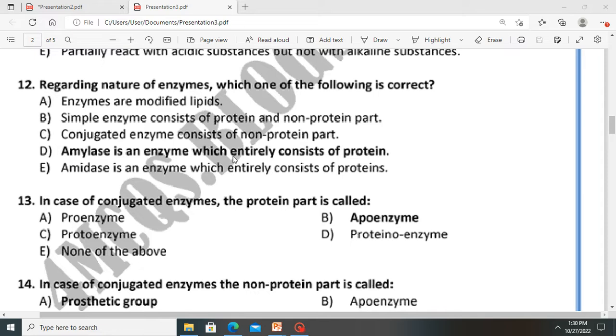It has no non-protein part, or let's say it has no cofactor to activate it. But amylase needs a cofactor for its activation. So the answer for this question is D.